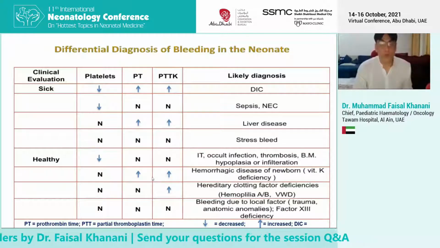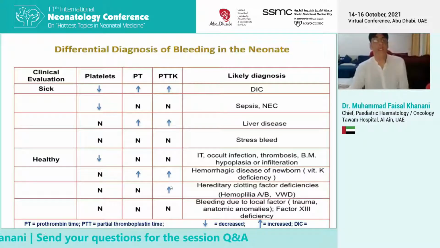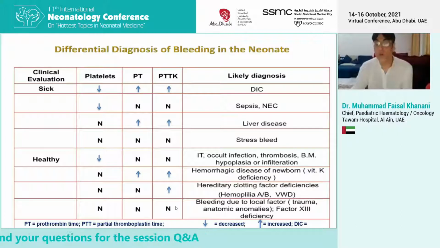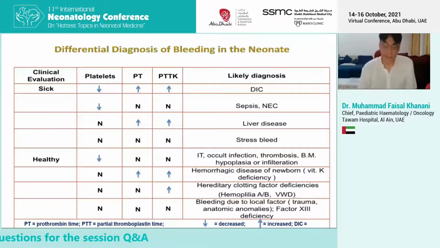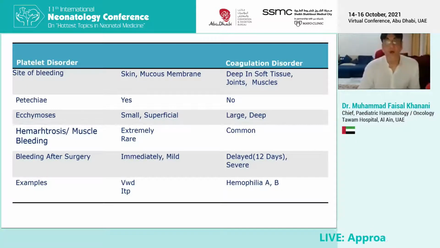And if both are prolonged, think of hemorrhagic disease of the newborn. If you have abnormal APTT, that is hemophilia. And if everything is normal, it may be a local trauma or factor 13 deficiency. The site of bleeding is very important. If it's only petechial, it is mostly in the skin, or is it large?